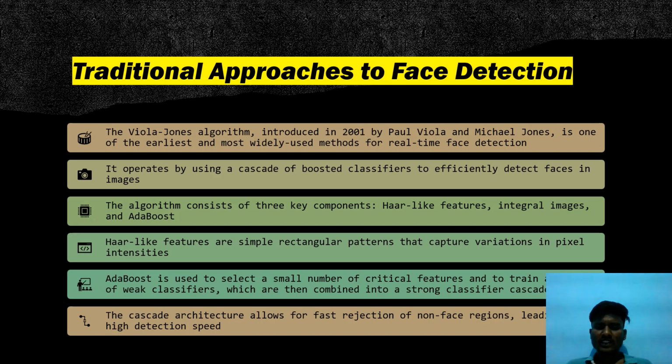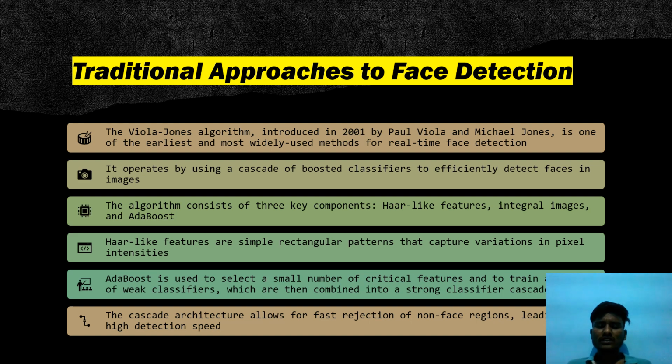Traditional approaches to face detection. The Viola-Jones algorithm, introduced in 2001 by Paul Viola and Michael Jones, is one of the earliest and most widely used methods for real-time face detection. It operates by using a cascade of boosted classifiers to efficiently detect faces in an image.